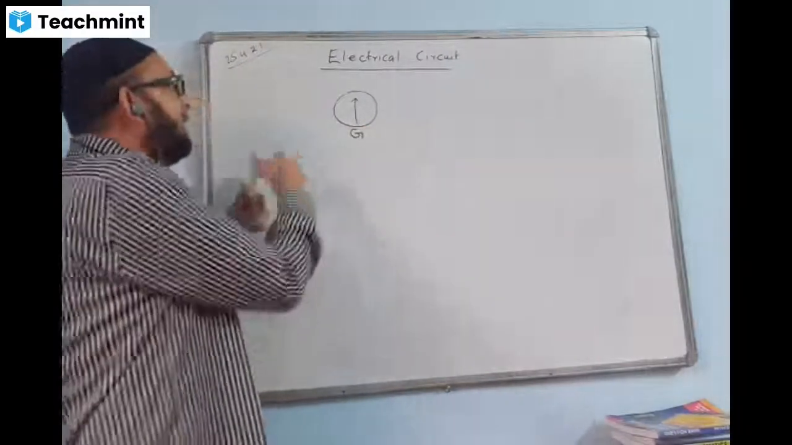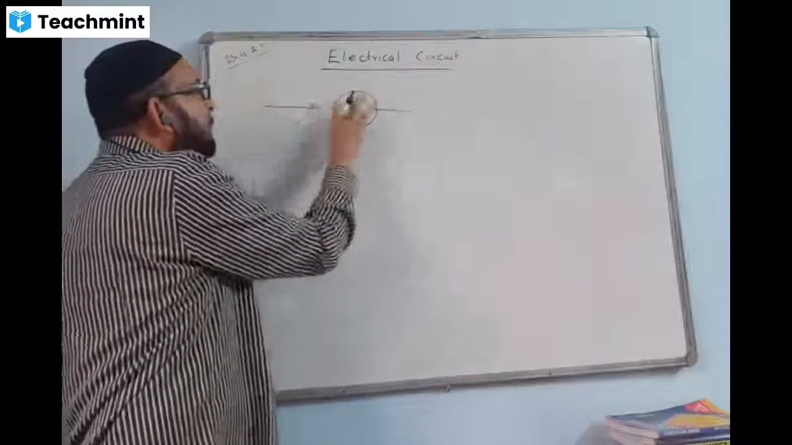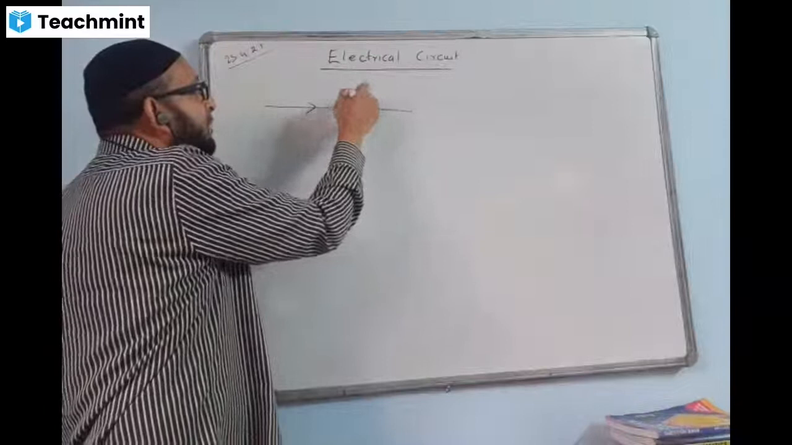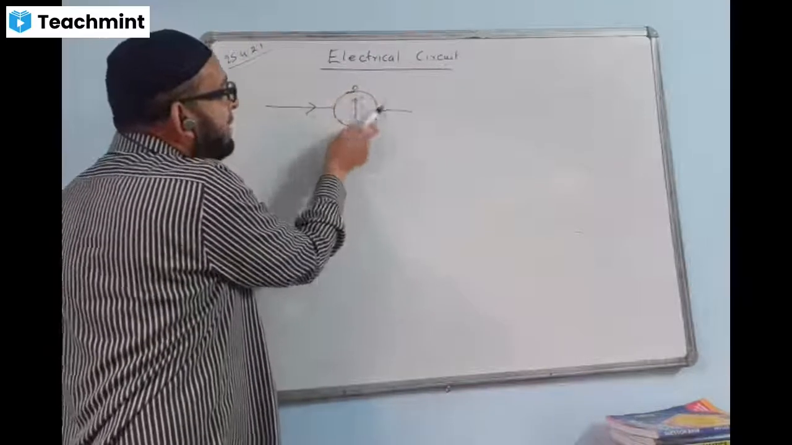When any current flows, there will be two terminals here, one side here, one side here. When current flows, this pointer will show deflection. This will be at the 0 mark in the beginning, so it will show either on the right side or on the left side.